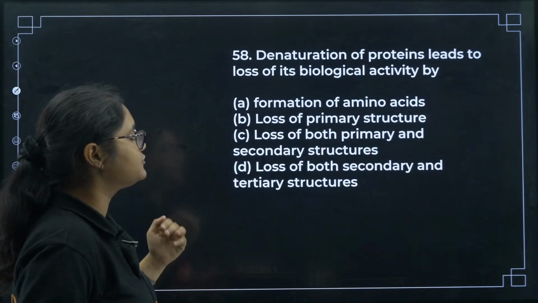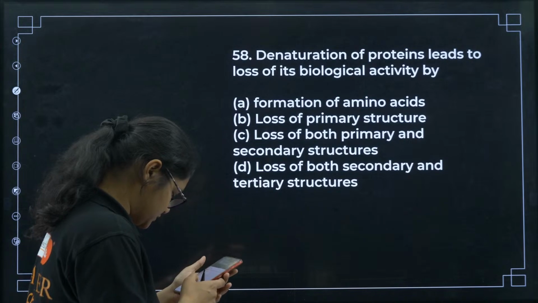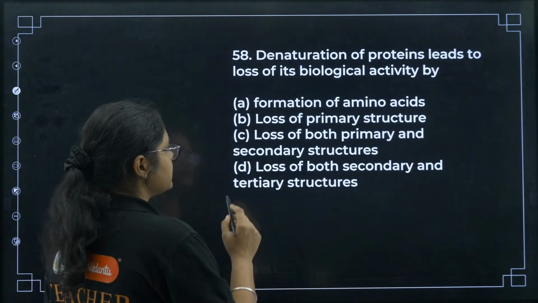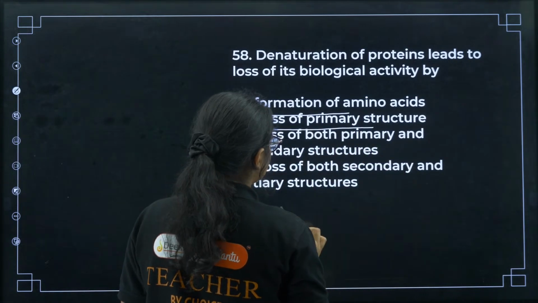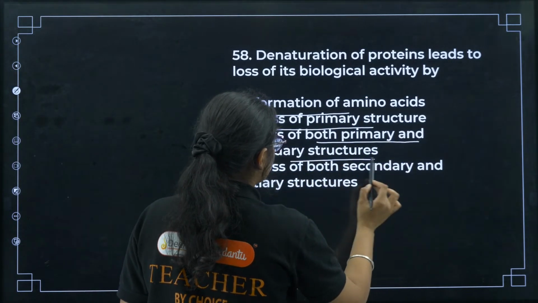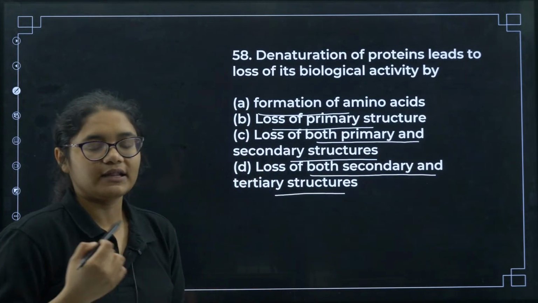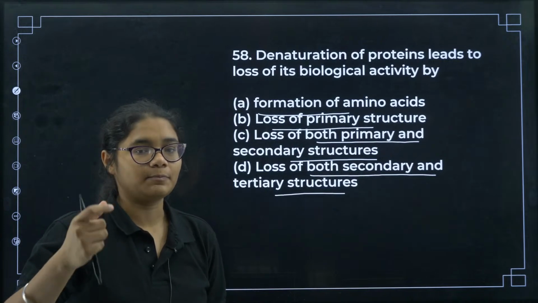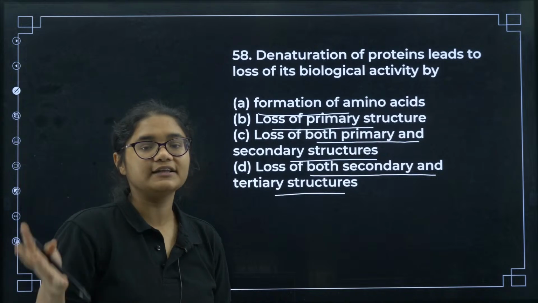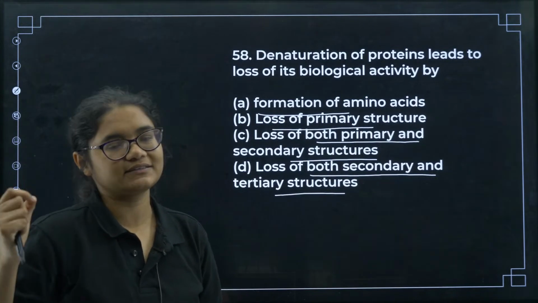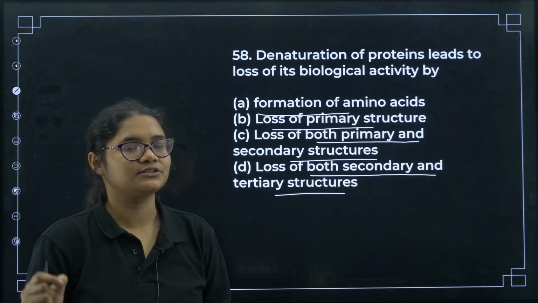Denaturation of protein leads to the loss of its biological activity by. We know what denaturation of protein is. Denaturation causes loss of formation of amino acids, loss of primary structure, loss of both primary and secondary structure, or loss of both secondary and tertiary structure. Denaturation happens when you change the pH, the temperature, or the conditions. In that case, the protein loses its biological activity, and that is called denaturation of protein.